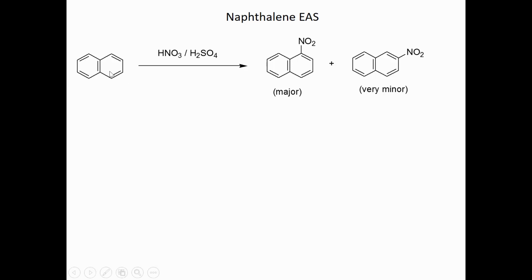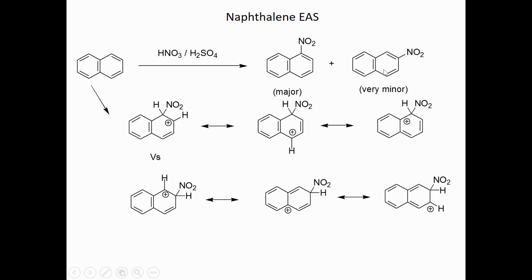can do the electrophilic aromatic substitution just like benzene, and when you do electrophilic aromatic substitutions on an unsubstituted naphthalene, like this one, what you find here is that you get mostly what we call the 1 substituted isomer and very little of the 2 substituted isomer shown here.